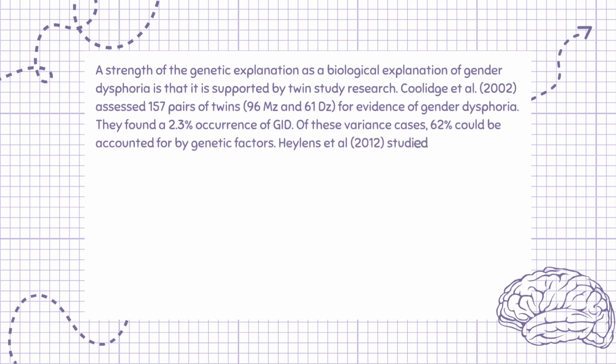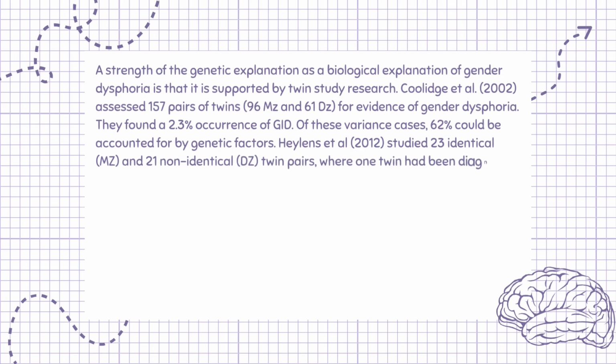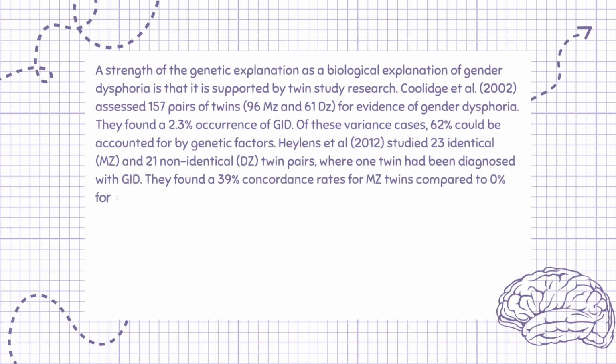Halens et al., 2012, studied 23 identical, MZ, and 21 non-identical, DZ, twin pairs, where one twin had been diagnosed with GID. They found a 39% concordance rate for MZ twins compared to 0% for DZ twins.